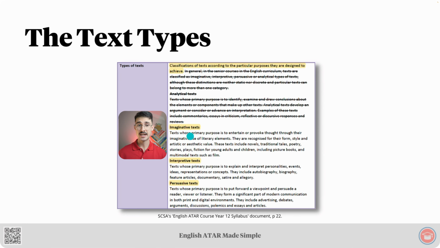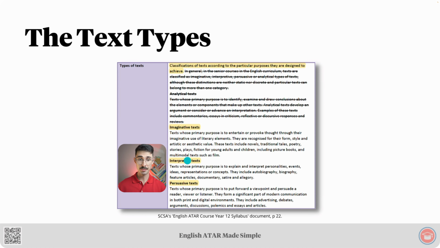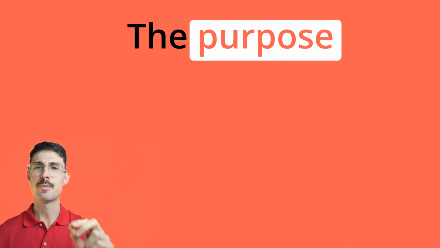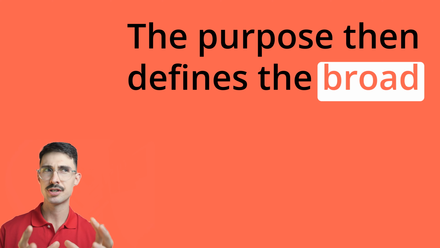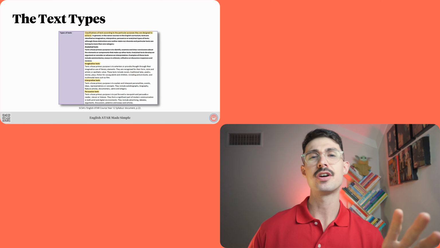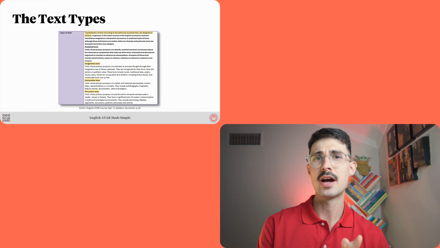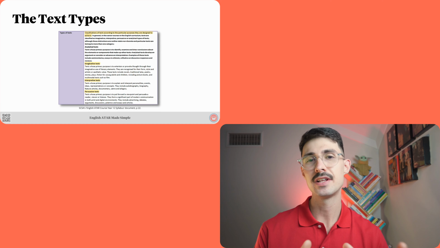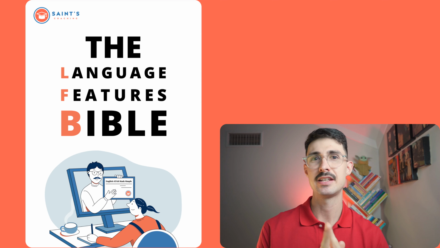For imaginative texts, texts whose primary purpose is to entertain or provoke. Interpretive texts, texts whose primary purpose is to explain and interpret. Persuasive texts, texts whose primary purpose is to put forward a viewpoint. The purpose then defines the broad genre of form and structure that the text falls within. We've come across these 3 types of text quite a bit in the course already, and hopefully you've also noticed their relevance in the LFB.